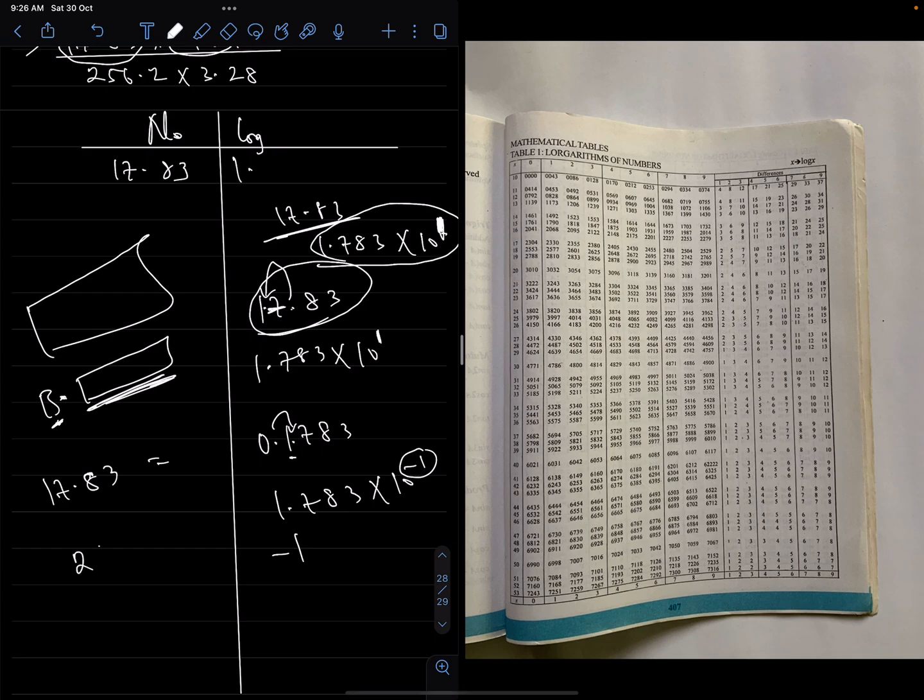If I say 2569, then you say log 25 under 6, difference 9. If it's just 256, you say log 25 under 6, no difference. Do you understand?